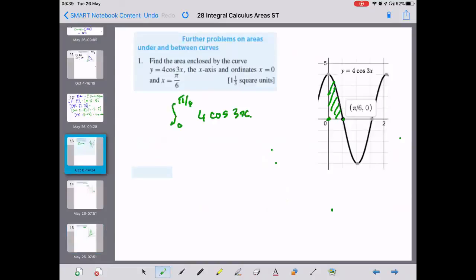Remember, please, calculus with angles and sine and cosine functions, your calculator must be in radians.